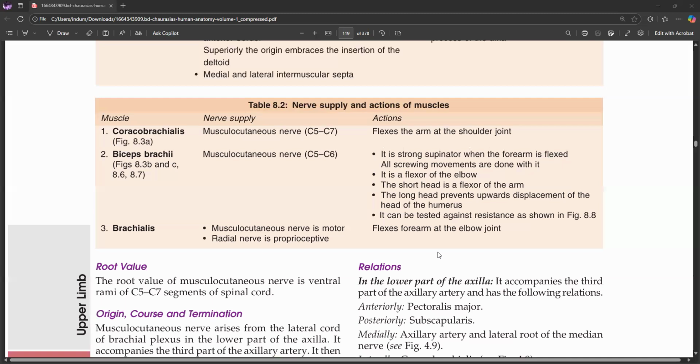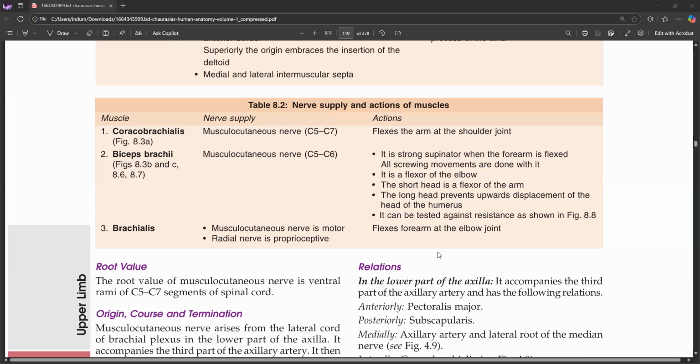Table 8.2. Nerve supply and actions of muscles. The headings are muscle, nerve supply, and actions. Number 1, coracobrachialis, figure 8.3a. Musculocutaneous nerve, C5 to C7. It flexes the arm at the shoulder joint.